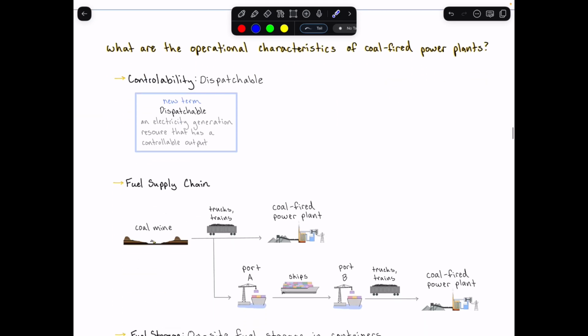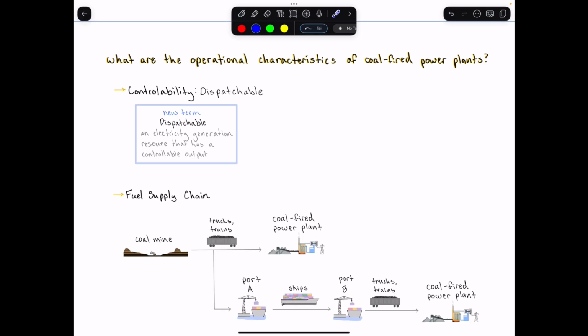Okay. Next is the fuel supply chain. Coal is originally at the mine. It's mined by these little excavators. And then from there, the coal is loaded onto trucks and trains, where it can then be delivered to coal-fired power plants. But these coal-fired power plants are not necessarily on the same landmass as the coal mine itself.